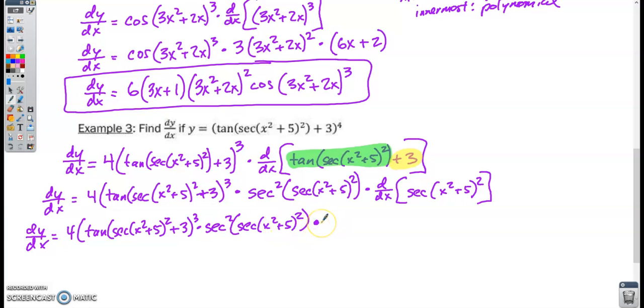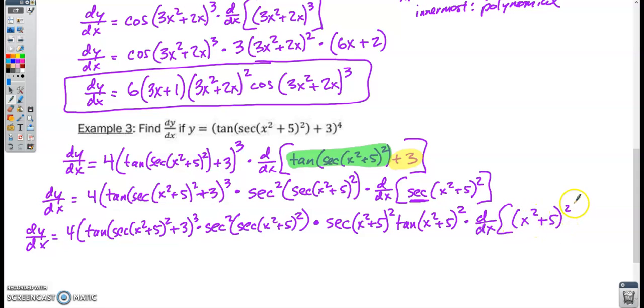Now I'm going to take the derivative of the quantity secant of the quantity x squared plus 5 quantity squared. That's going to be derivative of the outside, the secant, leaving the inside the same. Derivative of secant of a quantity is secant of that quantity, tangent of that quantity. So the derivative of the outside, leaving the inside the same, is going to look like this. Secant of x squared plus 5 squared, tangent of x squared plus 5 squared. And then I need to multiply that by the derivative of the inside, which is the derivative of x squared plus 5 quantity squared.